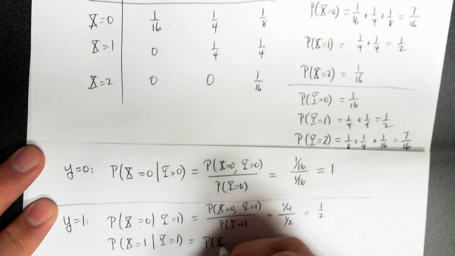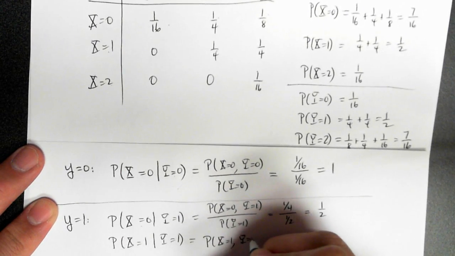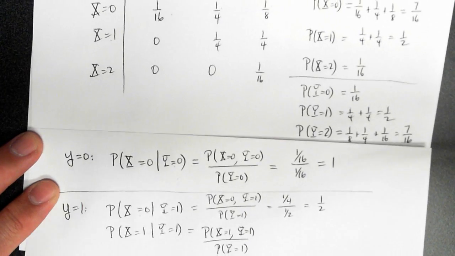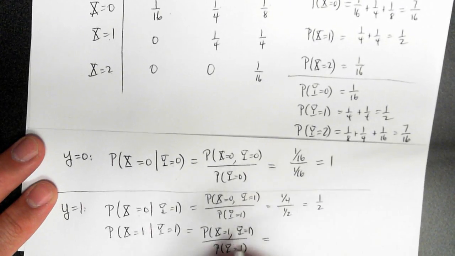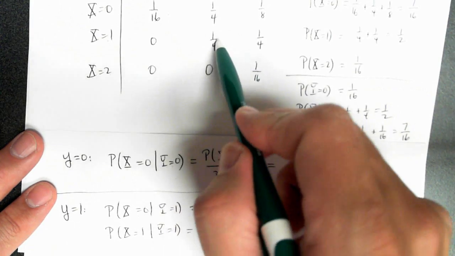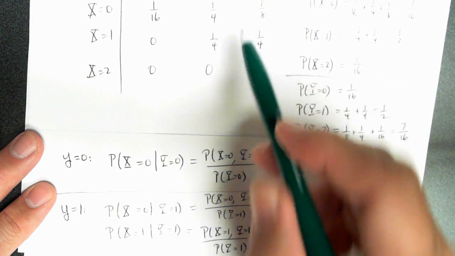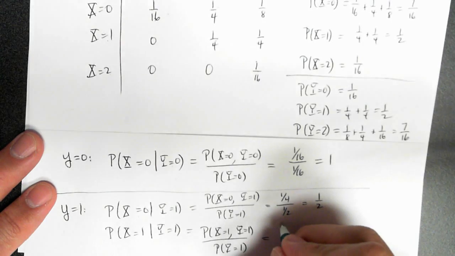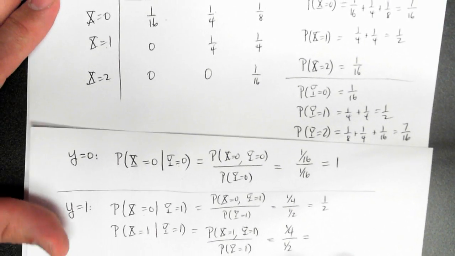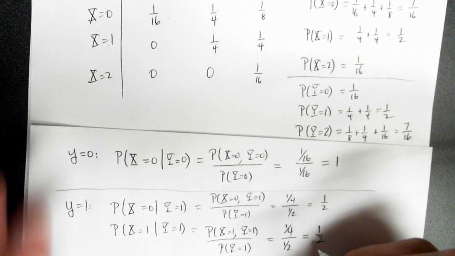Next, the probability that x equals 1 given y equals 1 is the probability that x equals 1 and y equals 1 divided by the probability that y equals 1. That will also be 1/4, this 1/4 for x equals 1 and y equals 1, divided by 1/2. And so that will be equal to 1/2 as well.